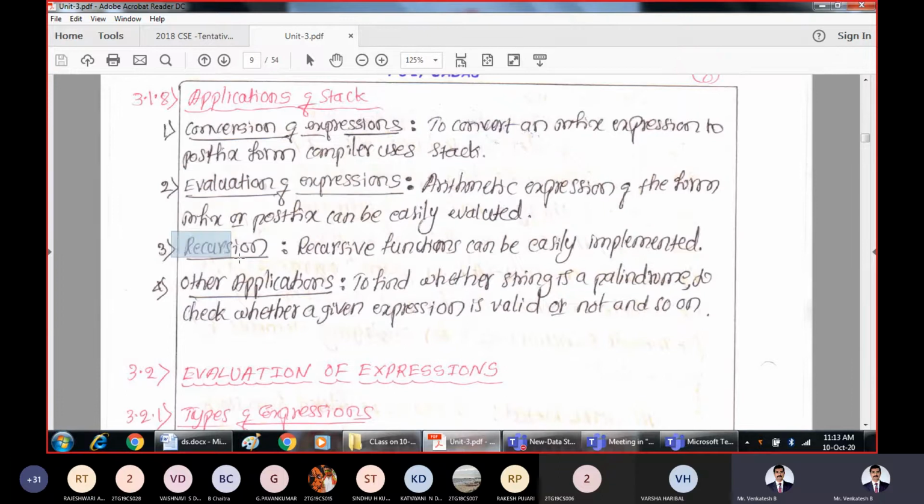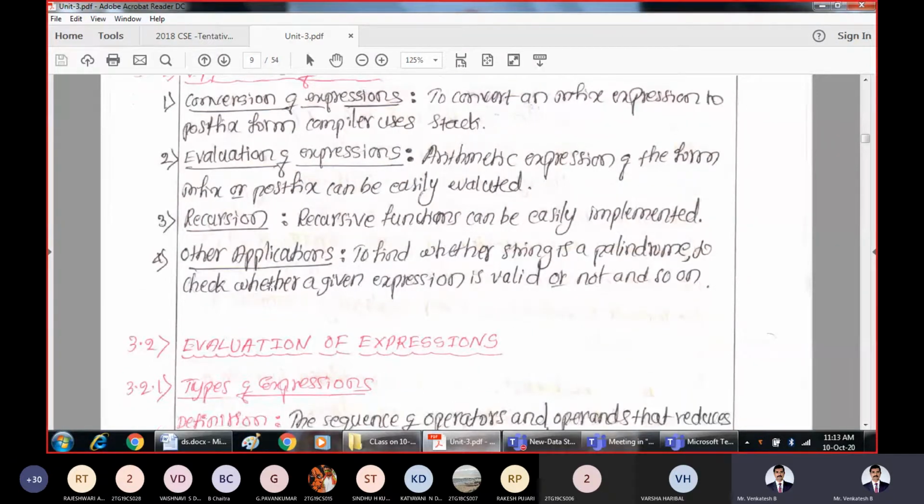Recursion. To implement the recursive function, we will make use of the stack. So what is a recursion? A function which calls itself is called a recursion. To implement this, we'll be using the stack, because we have seen recursive functions in C. The GCD and Fibonacci sequence we have studied in the C programming language subject. So to implement that in the background, we'll be making use of the stack.